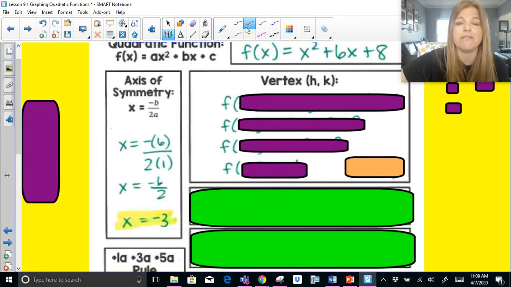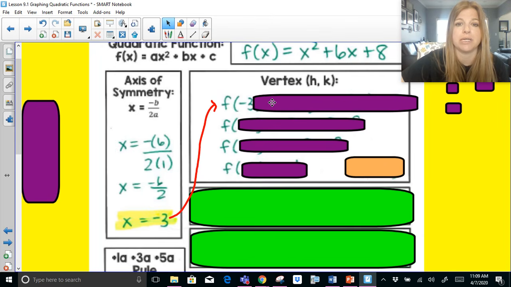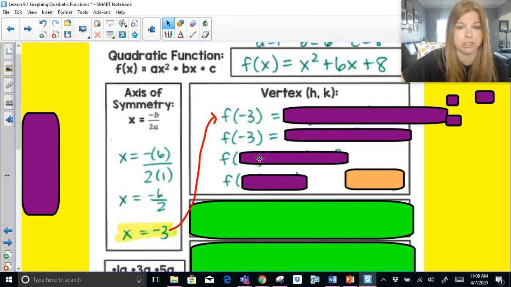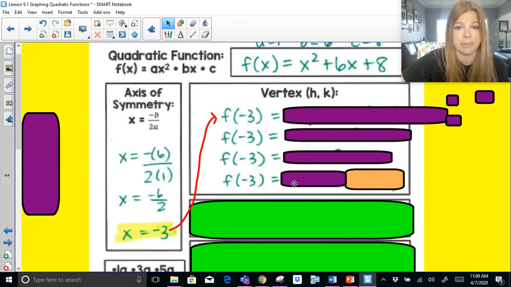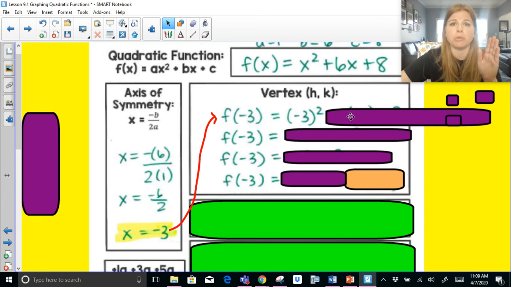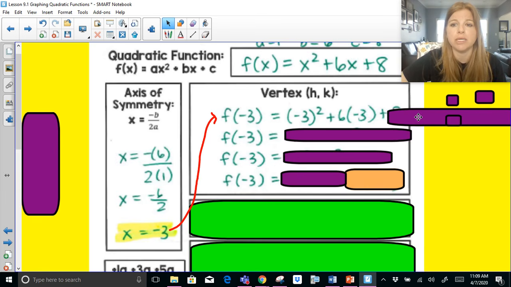Now, to calculate the vertex, the ordered pair, I take this x, and I now plug it into my function. So here's my function. Everywhere I see an x, I now get to plug in a negative 3. So f of negative 3, remember that's function notation. I'm going to show you how it just gets copied the whole way down. I plug in a negative 3 into these other 2 spots where I have x. So negative 3 squared, parentheses are so important here, guys, especially for negative numbers. 6 times negative 3, and then plus 8.